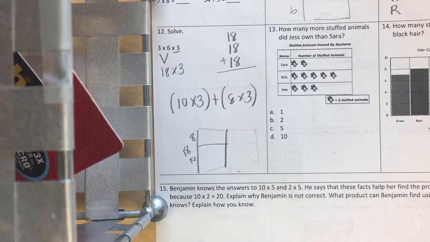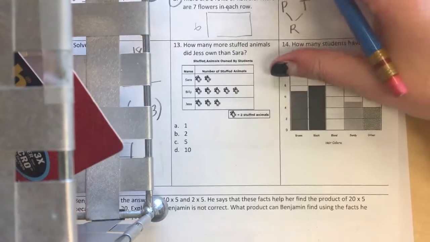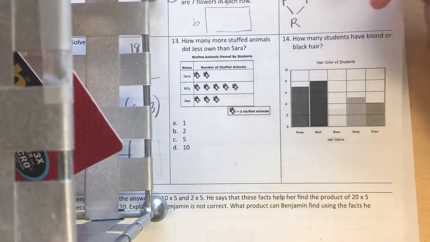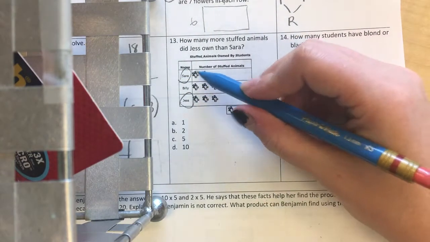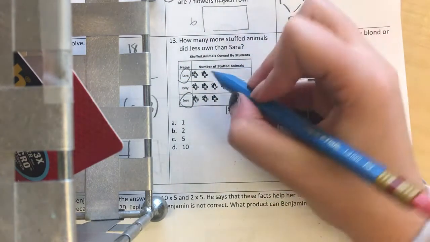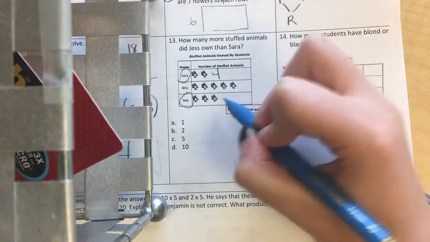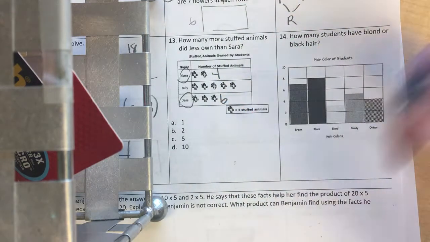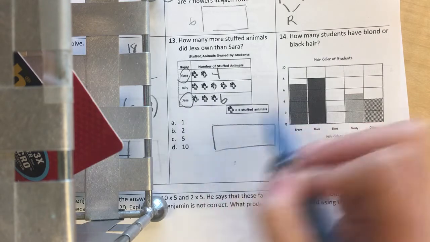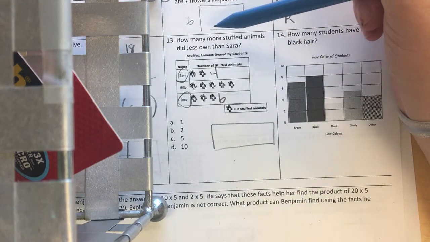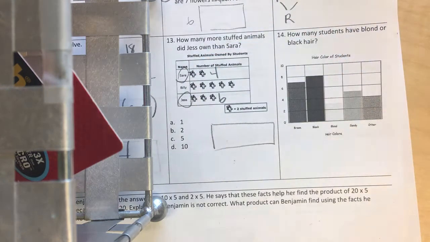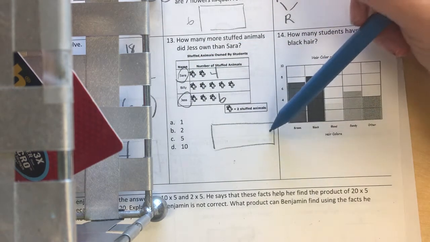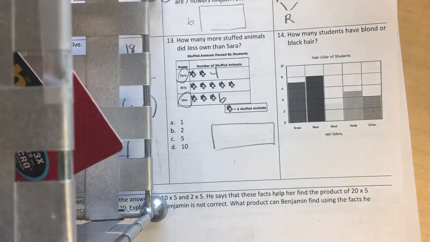For number 13, how many more stuffed animals did Jess own than Sarah? So we need to look at Sarah, Jess. Each of these symbols counts as 2 stuffed animals. So Sarah has 4, Jess has 6. You need to write out your equation to show how many more stuffed animals did Jess have than Sarah. Again, we'll go over the answer in class. Make sure you have your equation to support your answer.